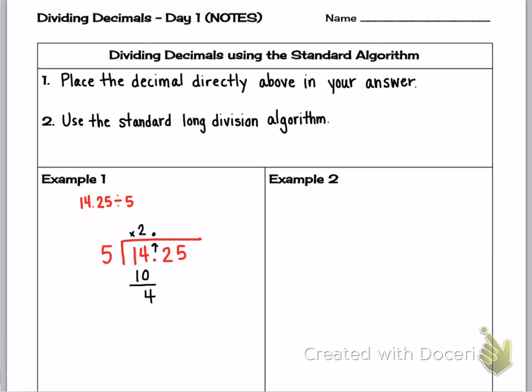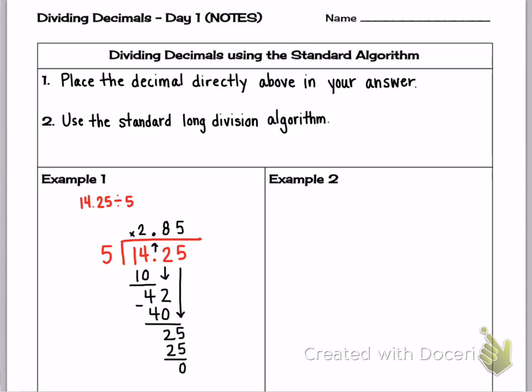Subtract, you get 4. Bring down the 2. Now, even though it's on the other side of the decimal, we're still going to look at that 4 as 42. 5 goes into 42 8 times, but that 8 is on the other side of the decimal. So 8 times 5 is 40. Subtract to get 2. Bring down the 5. 5 goes into 25 5 times. 5 times 5 is 25, and you get 0. So 5 goes into 14 and 25 hundredths, 2 and 85 hundredths times.